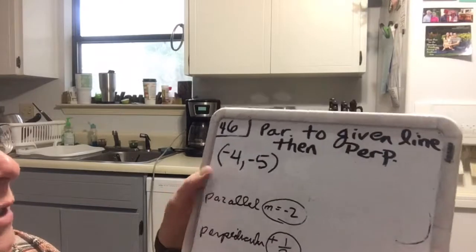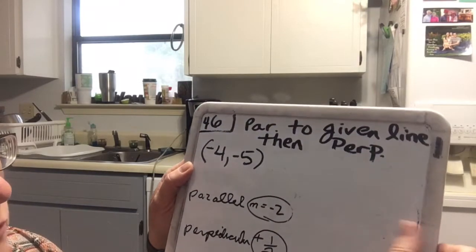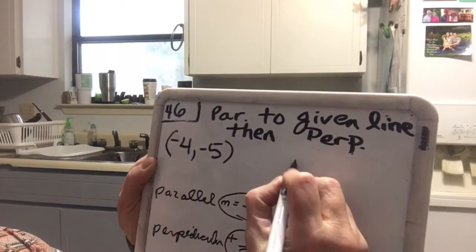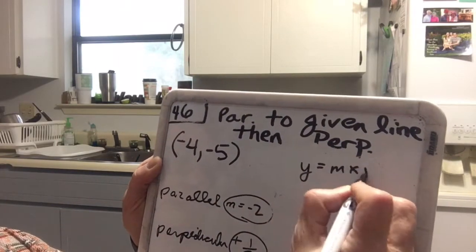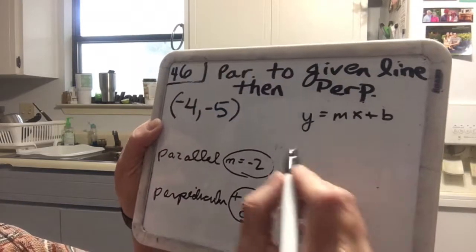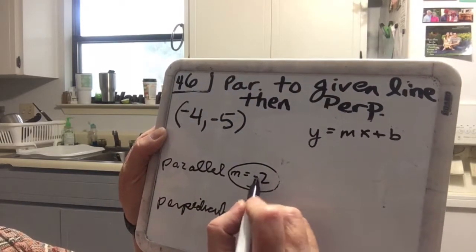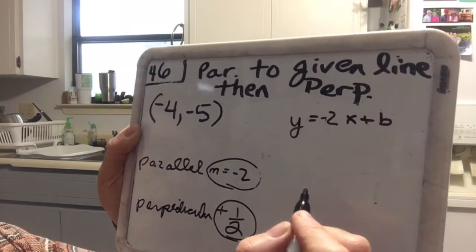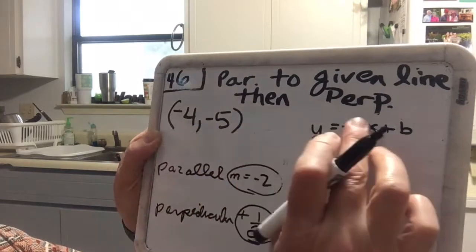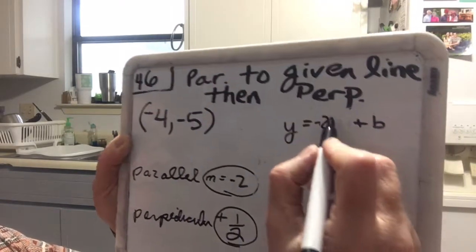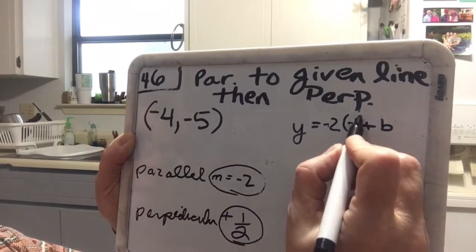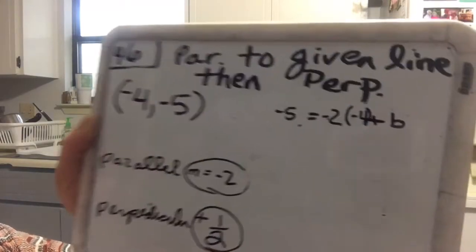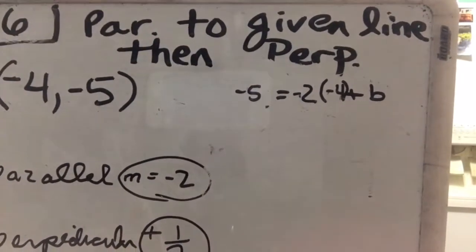And just for the sake of showing you both, I'll use the slope-intercept form on the first line. So y is mx plus b. Okay, we're going to replace the m with negative 2. So there's my negative 2. And then I'm going to replace the x value with the negative 4. So there's my x value. And then I'm going to replace the y value with the negative 5. And there's my y value. So that's what I have so far.